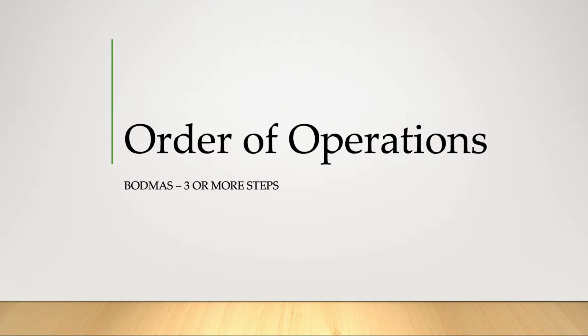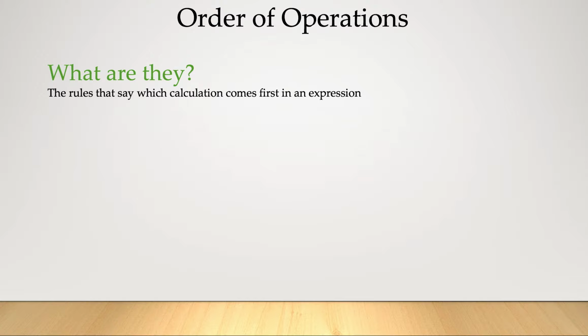Order of operations, BODMAS, with 3 or more steps. What are they? The rules that say which calculation comes first in an expression. Why? So that there is a set standard of rules.